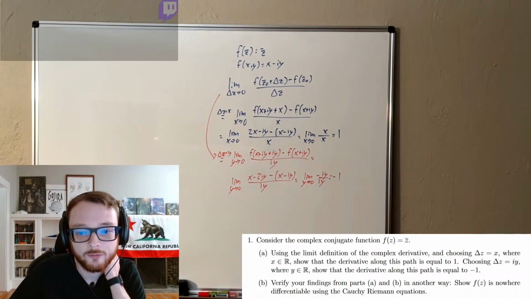Verify your findings from parts A and B. Well, this is part B. Oh, maybe this used to be part A was delta z equals x, and then part B was delta z equals iy, and then this was part C, but then it got combined. That's my bet.